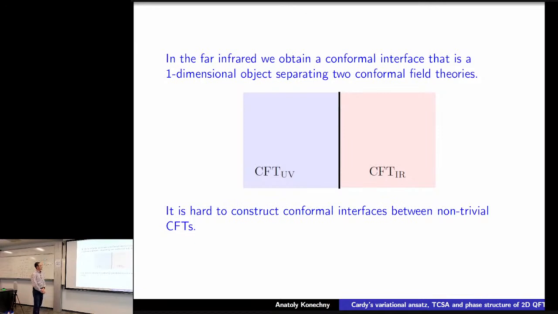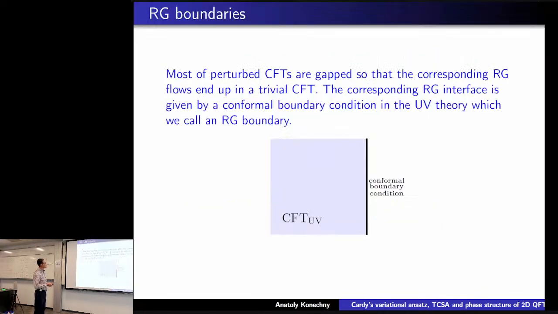conformal theories. And so it's a nice picture, but in general, we know very little about conformal interfaces between CFTs with different central charge. So we have very few examples when we know, say, all of the conformal interfaces. The situation is better if your perturbed theory develops a mass gap, then what you effectively get in the far infrared is a conformal boundary condition. So we'll refer to this boundary condition as an RG boundary.